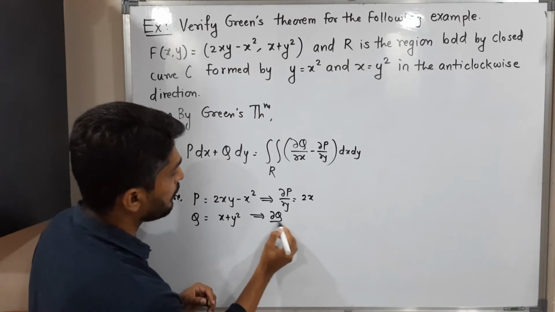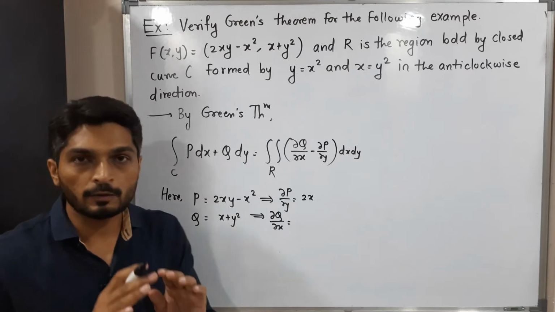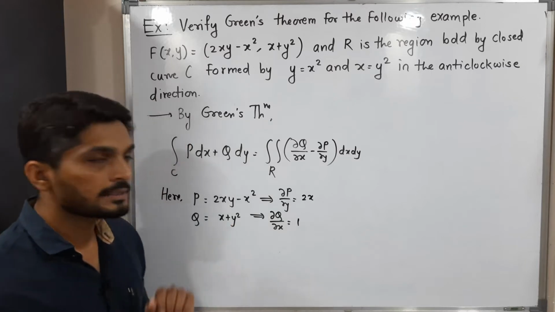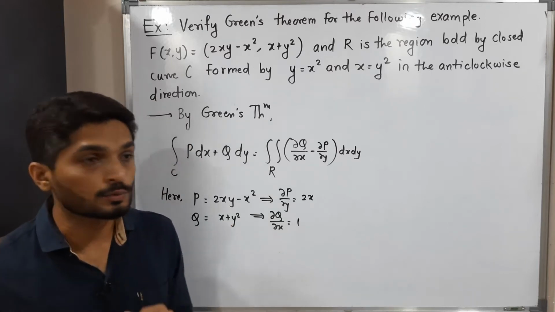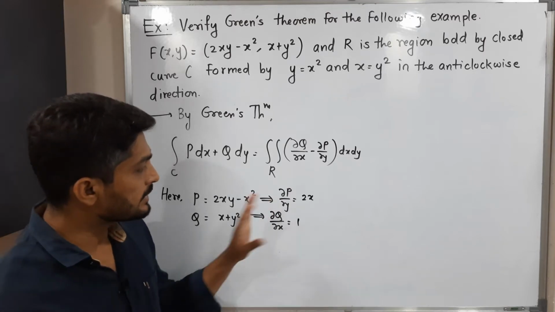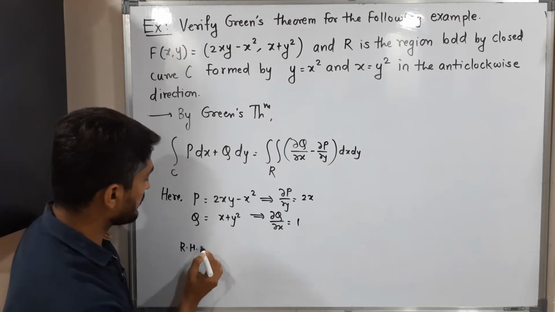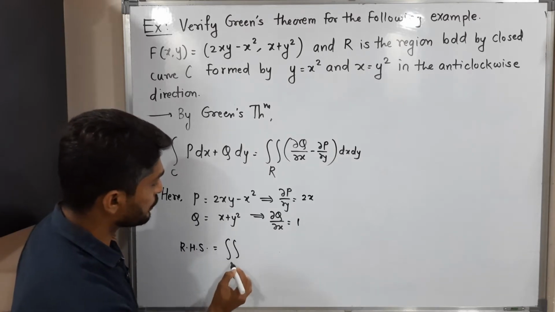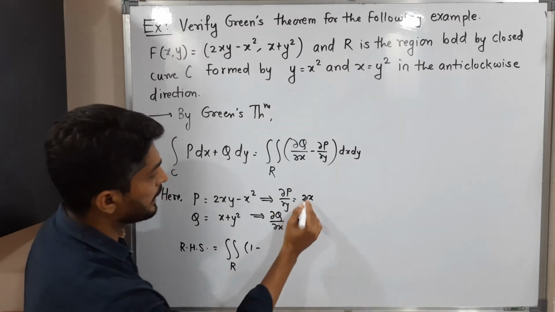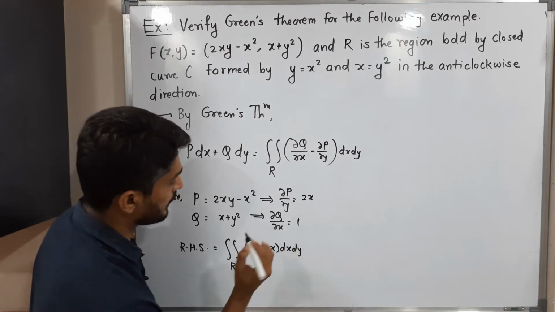Let us find delta Q by delta x, the derivative of Q with respect to x. Addition is there, so we can take separate derivatives. Derivative of x is 1, plus y square. Y is a constant since we are finding derivative with respect to x, so its derivative will be 0. So we have got this. Let us write the right hand side. Right hand side is equal to double integration over R of delta Q by delta x, which is 1, minus delta P by delta y, which is 2x, dx dy or dy dx you can write.